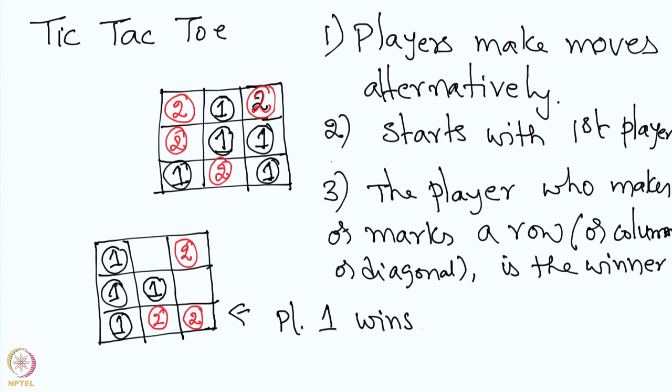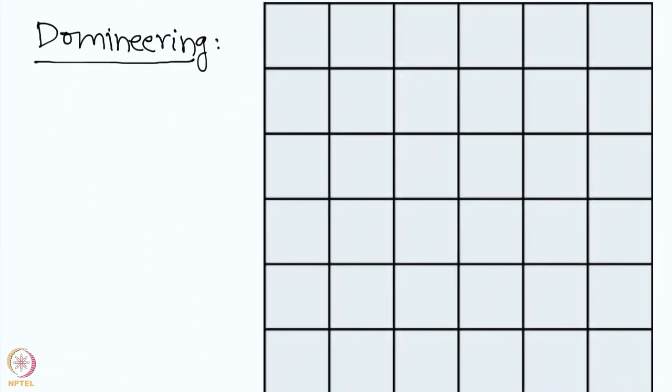Okay, now we will see another game. This is called a domineering game. The domineering game consists of a square grid of cells where the players again make moves alternately.